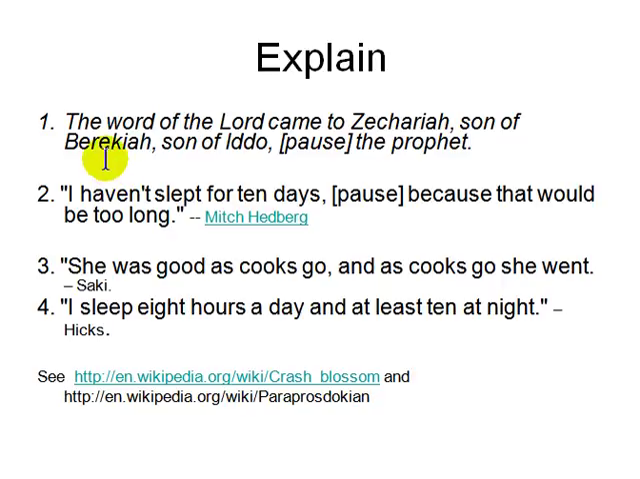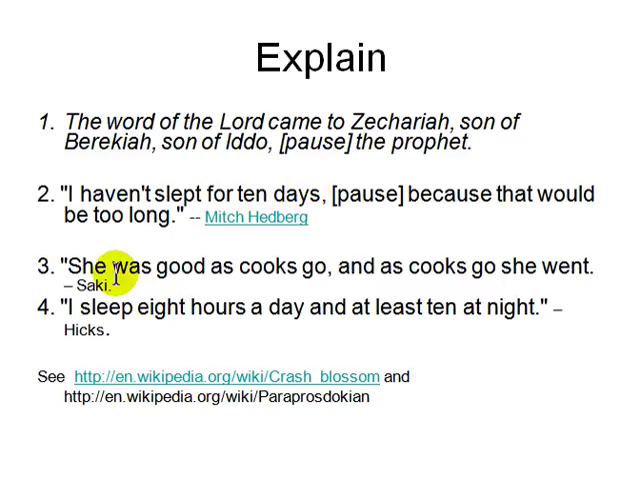And then we see more examples from Wikipedia. Okay, the word of the Lord came to Zechariah, son of Berechiah, son of Iddo, the prophet. Now who's the prophet? There are so many people in the same sentence. And then this is a quote by Mitch Hedberg: I haven't slept for 10 days because that would be too long. So when you say you haven't slept for 10 days, does it mean you haven't slept 10 days continuously? Or you haven't slept well for 10 days, with breaks in between?